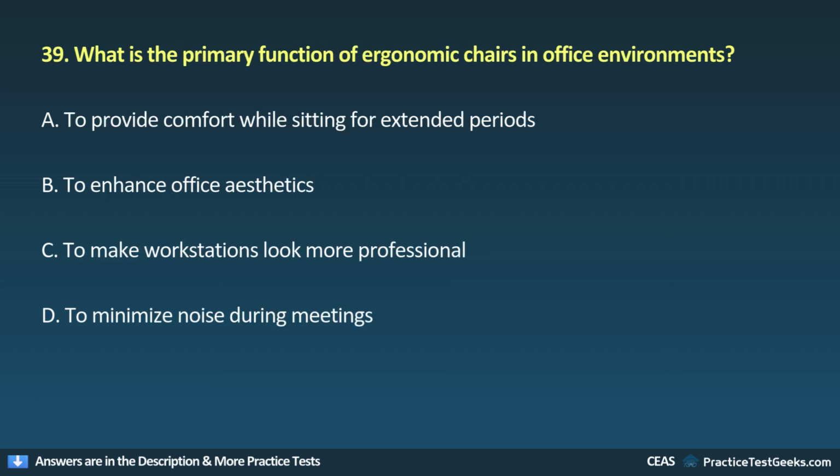39. What is the primary function of ergonomic chairs in office environments? A. To provide comfort while sitting for extended periods. B. To enhance office aesthetics. C. To make workstations look more professional. D. To minimize noise during meetings.